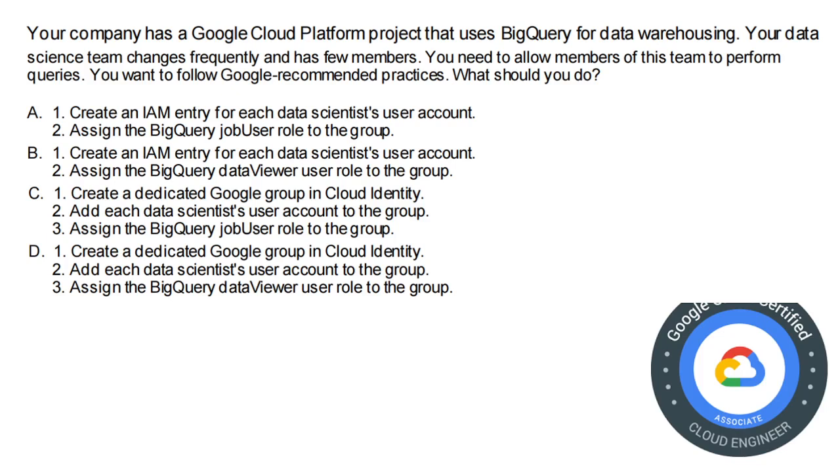Let's move on to the next question now. Your company has a Google Cloud Platform project that uses BigQuery for data warehousing. Your data science team changes frequently and has few members. You need to allow members of this team to perform queries. You want to follow Google's recommended practices. What should you do? The correct answer for this is option number C. That is, first of all, you will create a dedicated Google group in Cloud Identity. Then you will add each data scientist user to that group, and then after that you will assign the BigQuery Job User role to the group.